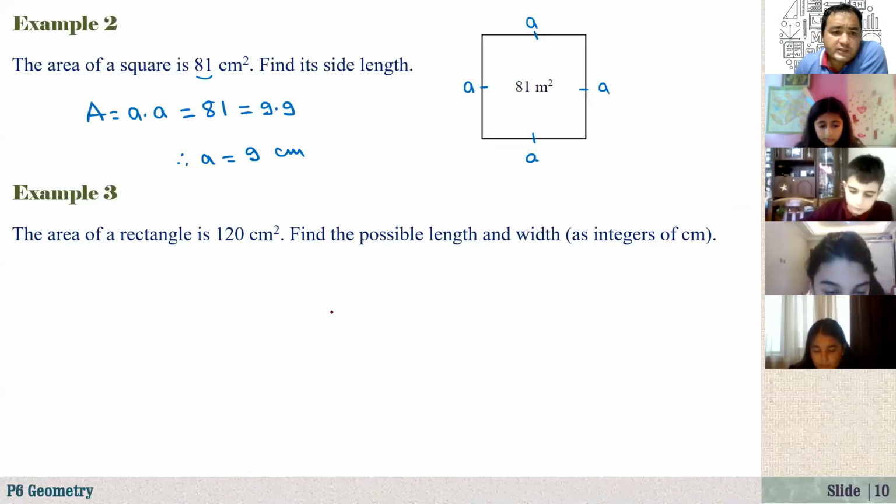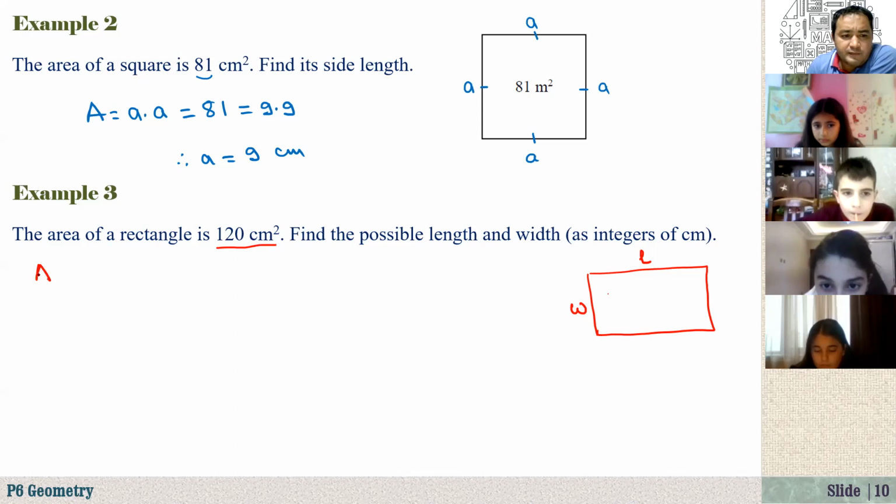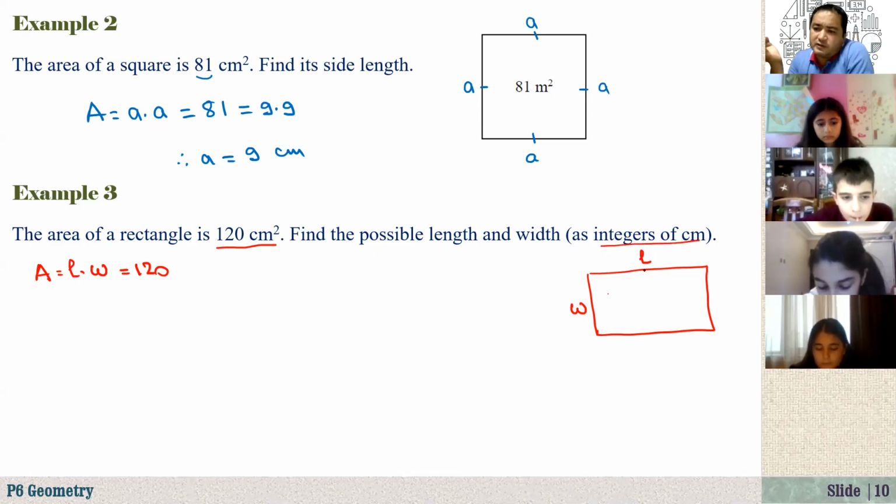All right. So here we are talking about a rectangle. Suppose that this is our rectangle of any size, and let's say its length is L and width is W. It says that the area of the rectangle is 120. That means that the area is equal to length times width, that's equal to 120. Find the possible length and width as integers of centimeter. And what are the integers? Here, positive integers like 1, 2, 3, 4, 5. These are the whole numbers. So how many possible answers do we have here?